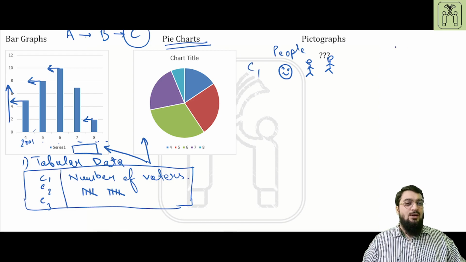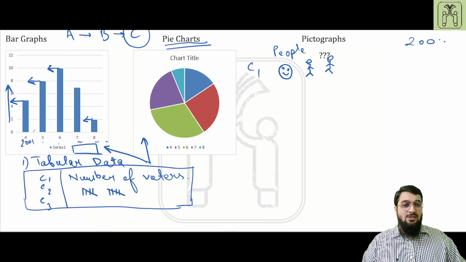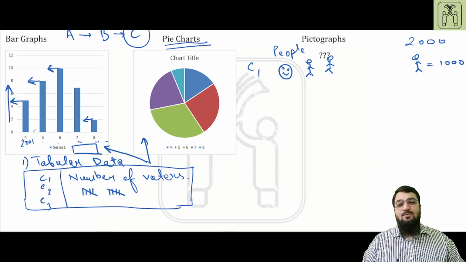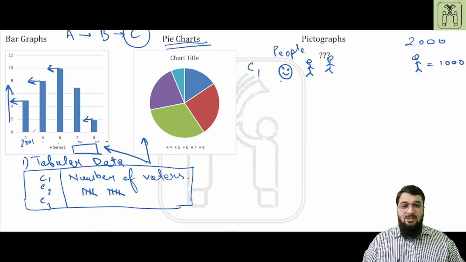If the number of people who have voted is 2000, then I will simply write that each stick man represents 1000. That will be the scale, or the conversion, and that will mean that C1 has 2, so 2 into 1000 will mean 2000.